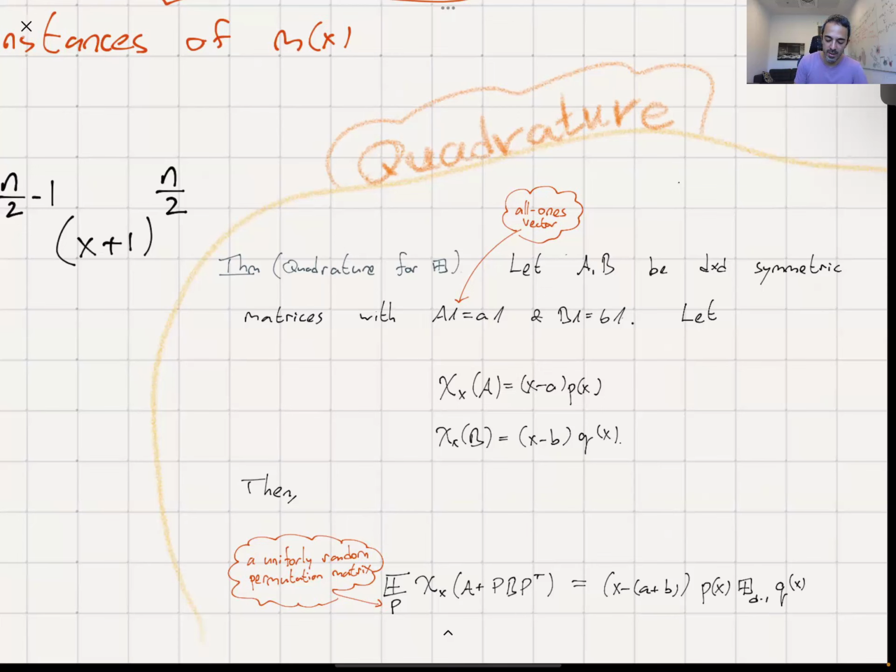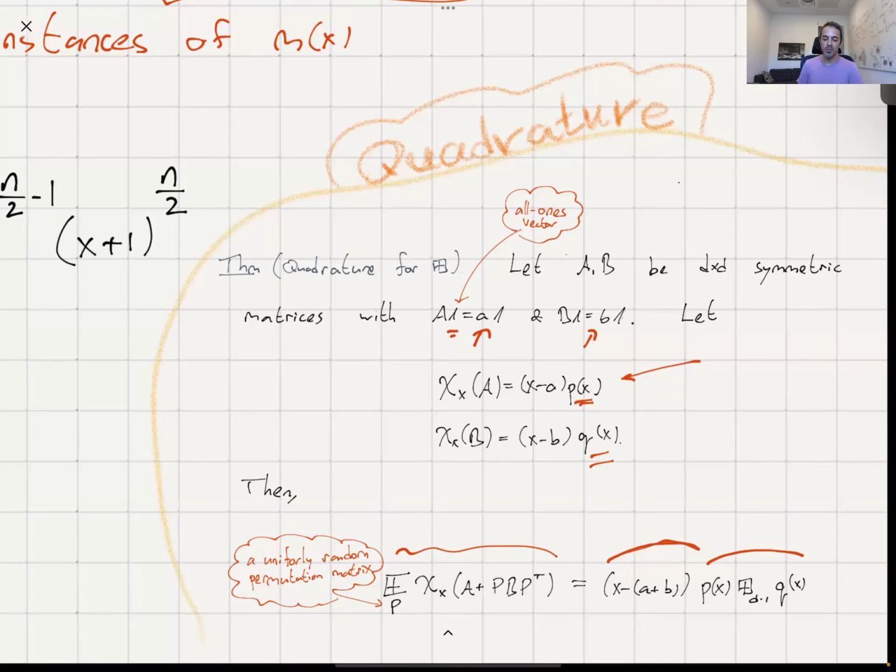If you have two symmetric matrices A and B as before, so the all-ones vector is an eigenvector of A and B, with corresponding eigenvalues little a and little b. And let's say that you factor out the obvious x minus a and x minus b part of the characteristic polynomials, left with p of x and q of x. Then quadrature told you that this expected characteristic polynomial has this obvious factor, but the remaining, interesting part is obtained by taking the d minus first finite free additive convolution of p and q.